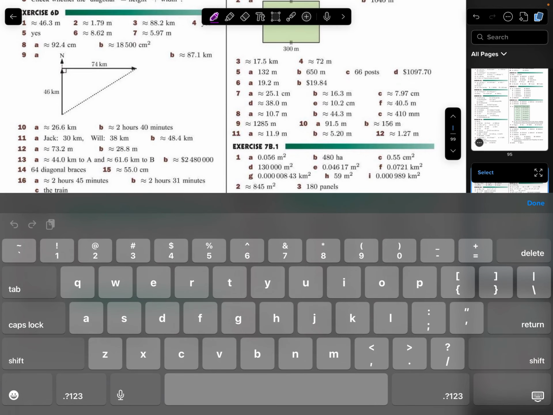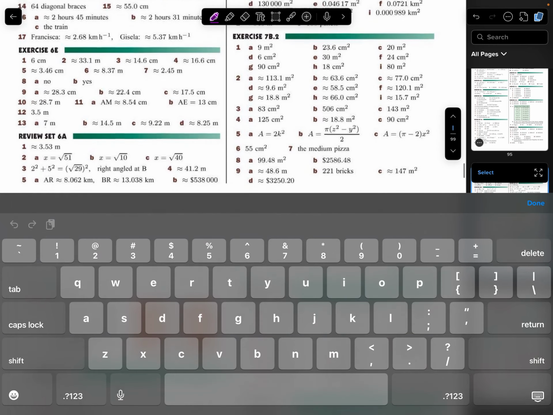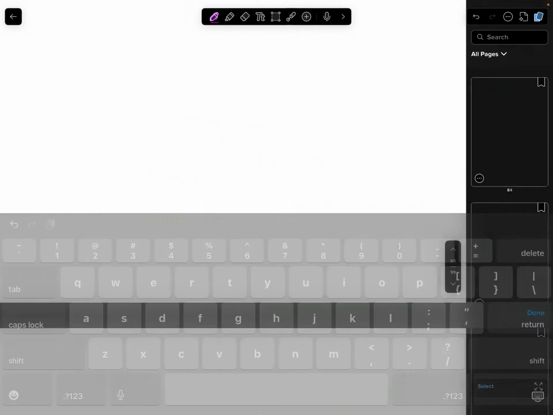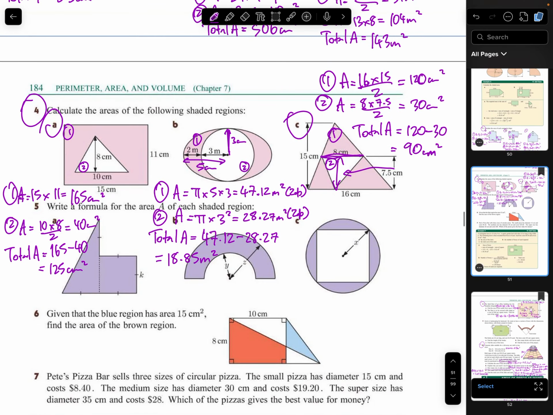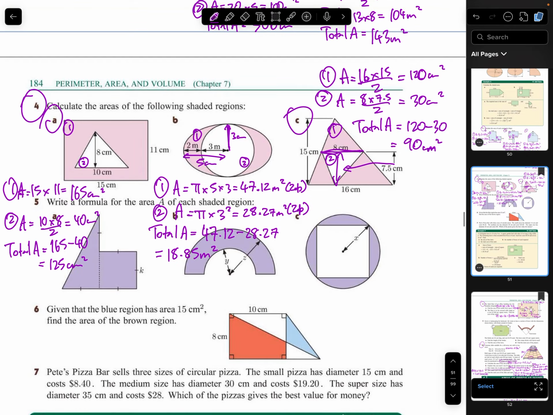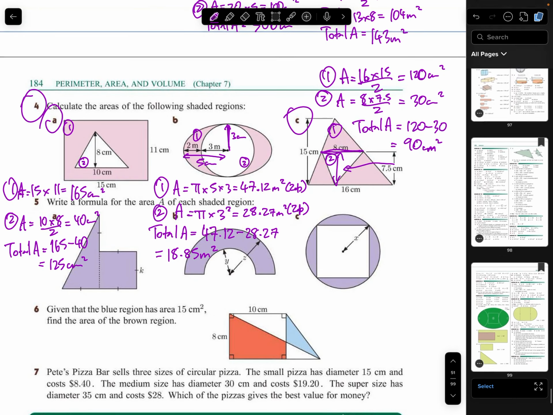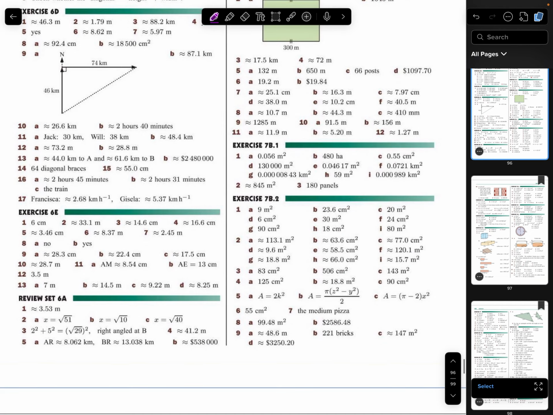That was 96. 7B.23. 83, 506, 143. That's good. Ooh, 125, 18.85, 90. That's good.